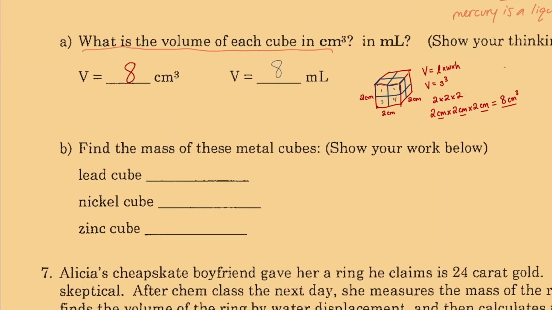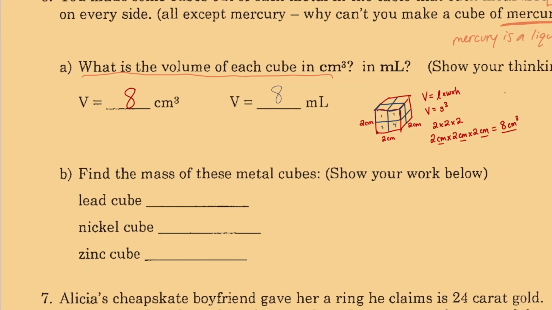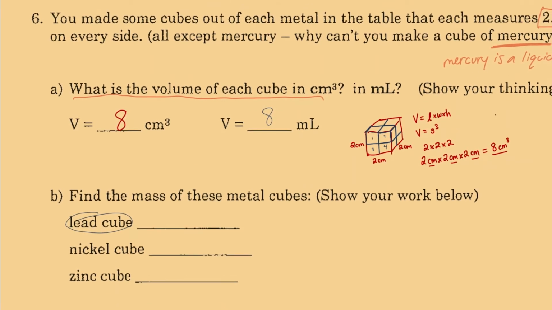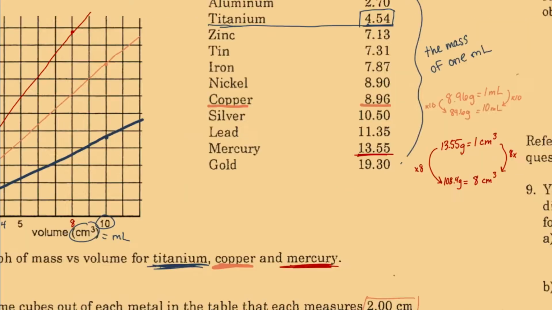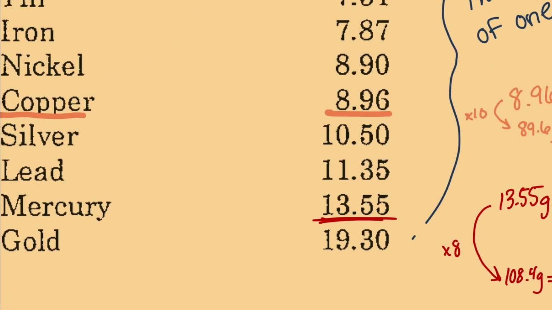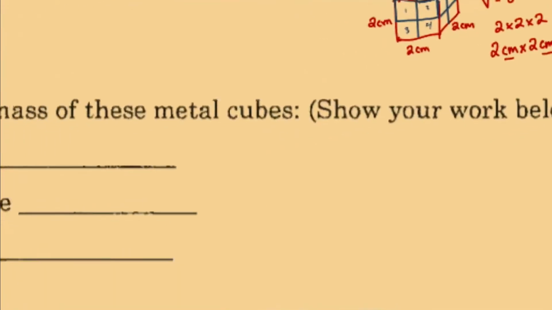Okay, easy peasy. It wants us to find the mass of these metal cubes, and it says show your work below. Oh, okay, let's do the lead first. My lead cube. What do I know about lead? Well, from our density table up here, we definitely know the density of lead. Right? I can see that the density is 11.35 grams for every 1 milliliter. Let's write that down here.